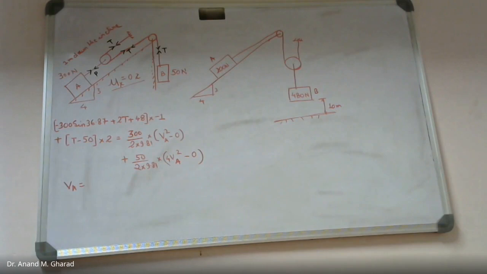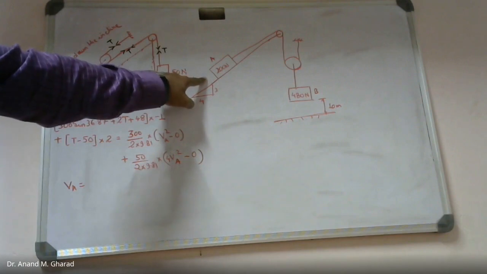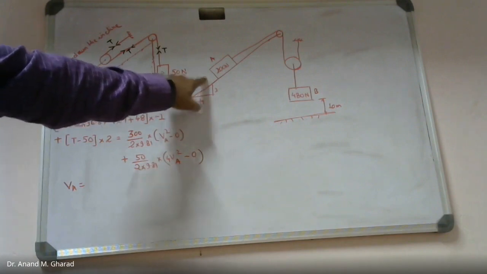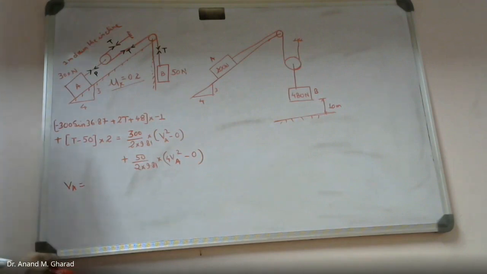Determine the distance moved by block A after block B hits the ground. The coefficient of kinetic friction is 0.2. And the pulleys are frictionless.